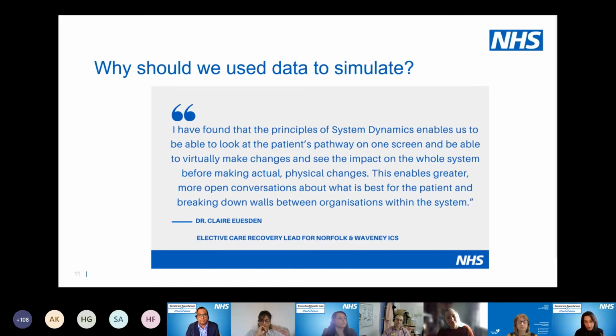Norfolk and Waveney are actually one of the case studies, I think, in day 2 or 3 they're presenting. So if you want to know more about what was done in Norfolk and Waveney, do join us for that session.